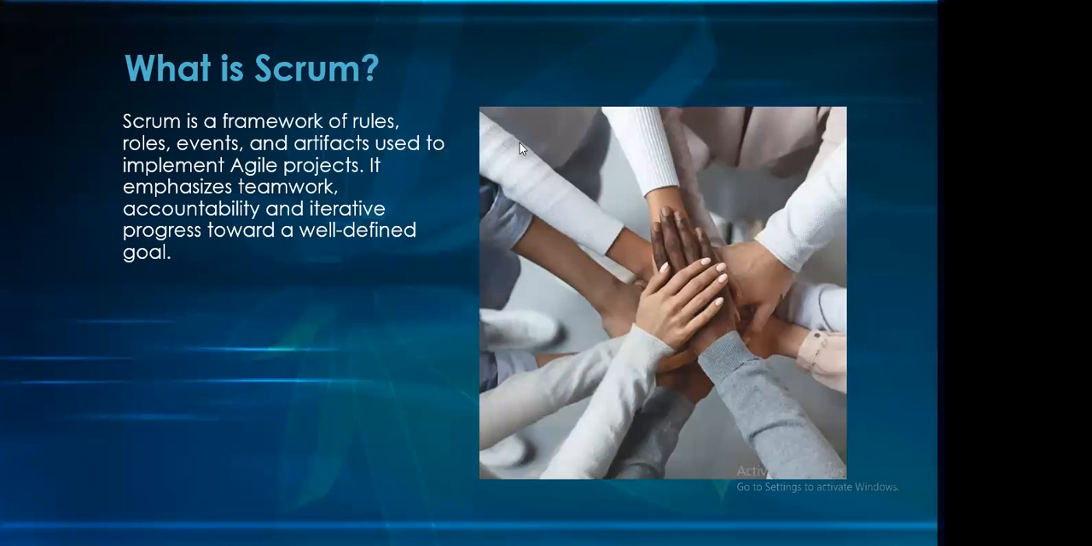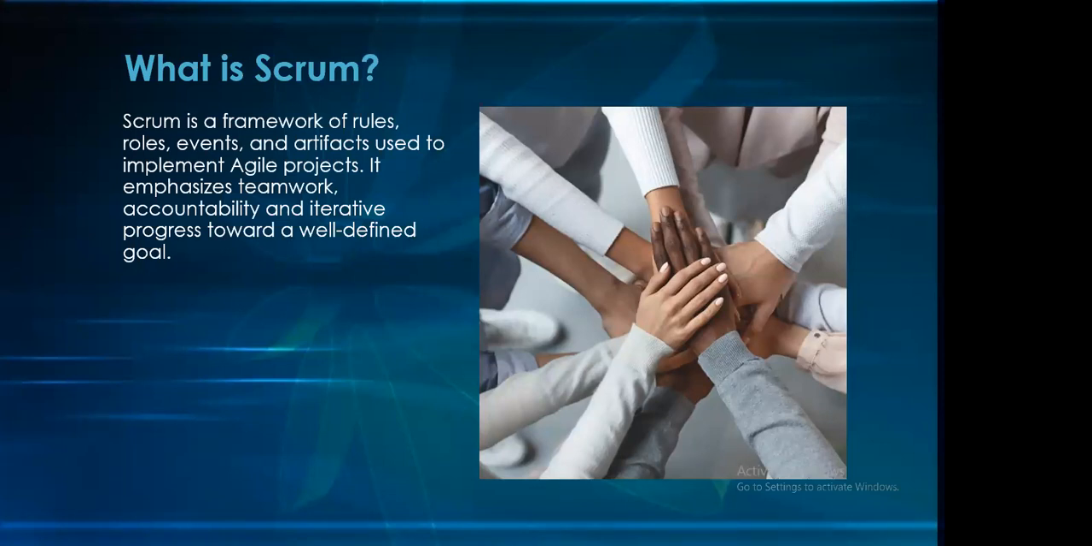Scrum is a framework of rules, roles, events, and artifacts. So there are different ideologies about the definition of Scrum. Some people say it's 3-5-3 or something, just different things to help us understand. And this is a definition from the Scrum Guide. It's a framework of rules, the roles, the events, and the artifacts that are used to implement agile projects. That's what Scrum is about.